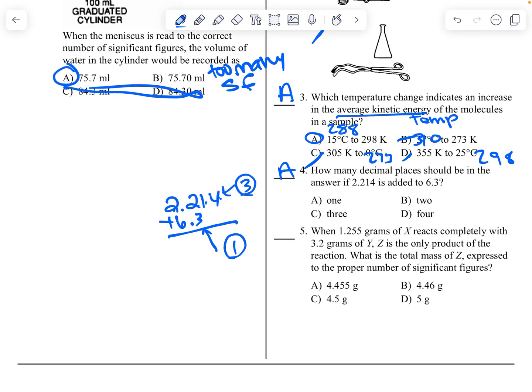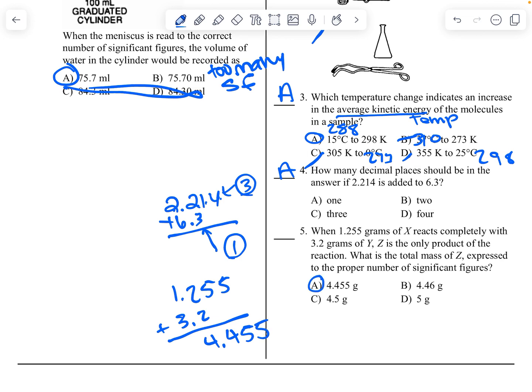When 1.255 grams of X reacts completely with 3.2 grams of Y, Z is the only product of the reaction. What is the total mass of Z expressed to the proper number of sig figs? So we are adding these. So 1.255 plus 3.2. I'm going to use my calculator because, you know. So my calculator gives me 4.455.